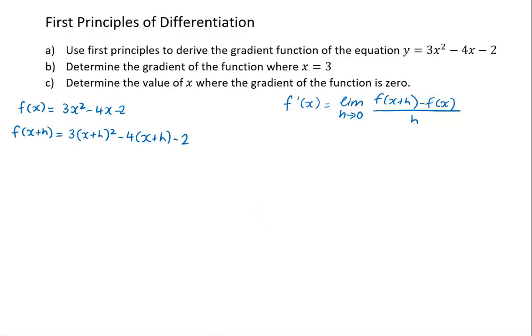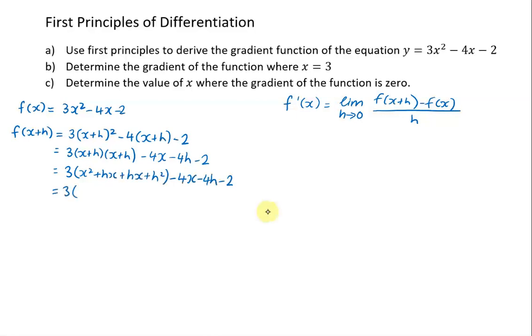So let's go ahead and expand and simplify this a little bit. If you can remember the expansion for x plus h squared, you can go ahead and pop that in and skip a few steps, but we'll work through the long way of expanding using the FOIL rule. So 3 times x plus h multiplied by x plus h, minus 4 times x is minus 4x. Minus 4 times h is minus 4h. Take 2. So we can expand this double bracket as x squared plus hx plus hx plus h squared minus 4x minus 4h minus 2.